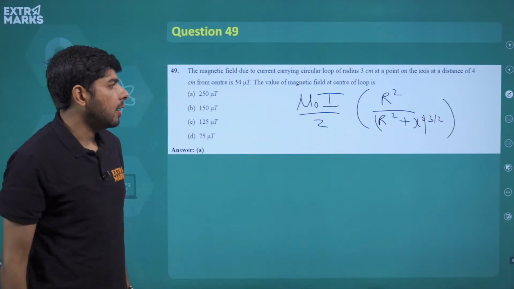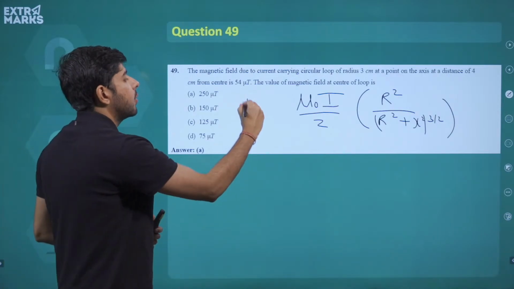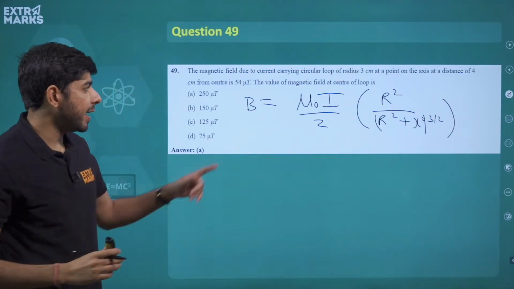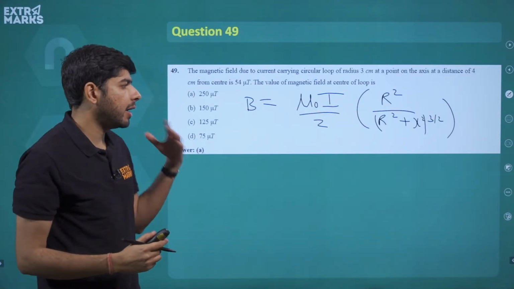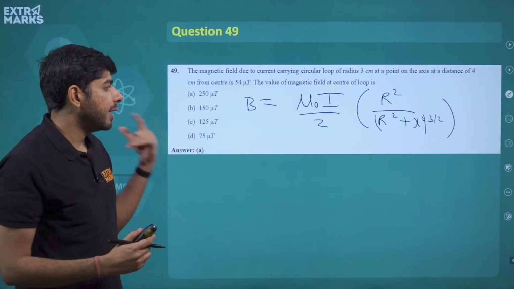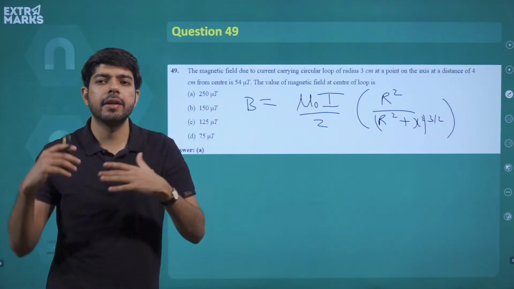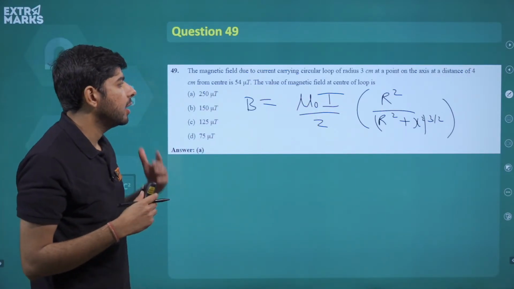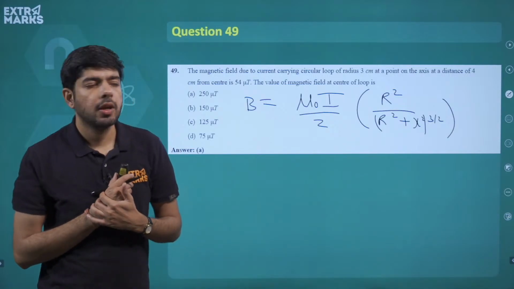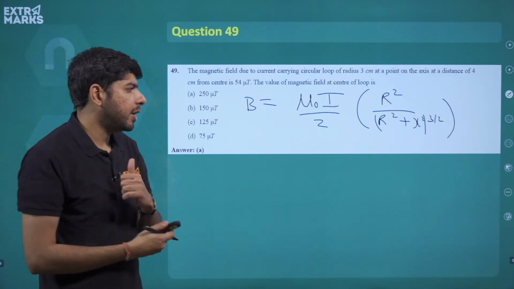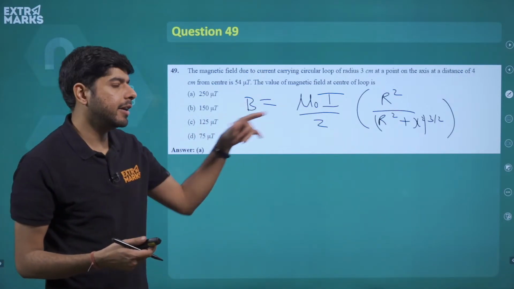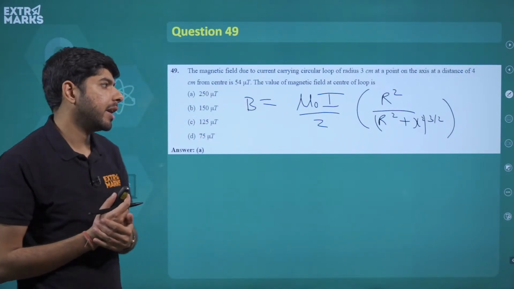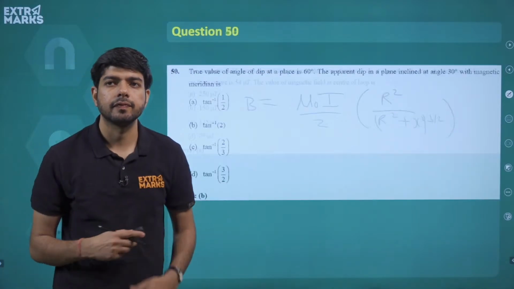That is your magnetic field due to a loop at x distance. So at x distance it is given 54. So put x equals 4, r equals 3, equated to 54. Now later put x equals 0 and find what is going to be the value at x equals 0. Alright, pretty simple. Basically from the first you can find the current, and in the second case put the value of current and put x equals 0. You will get the answer.